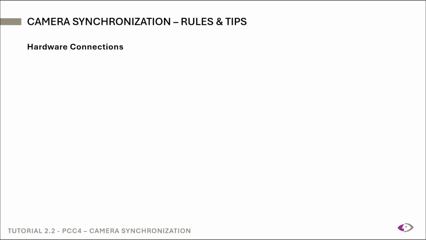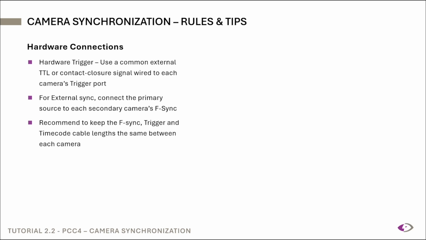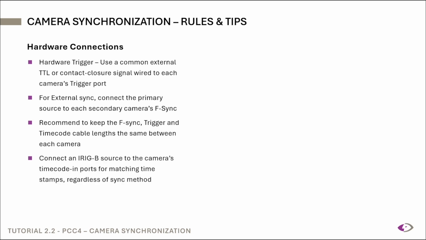Now, for reliable synchronization, follow these hardware guidelines. First and most importantly, a hardware trigger must be used. Use a common external TTL or contact closure signal wired to each camera's trigger port. Keep F-Sync, trigger, and timecode cables the same length between all cameras to minimize timing offsets. Connect an iRig-B source to the camera's timecode in ports for matching timestamps, regardless of the sync method.